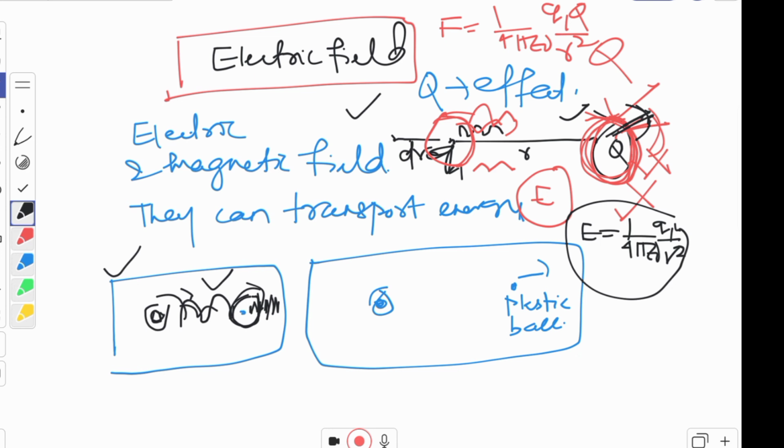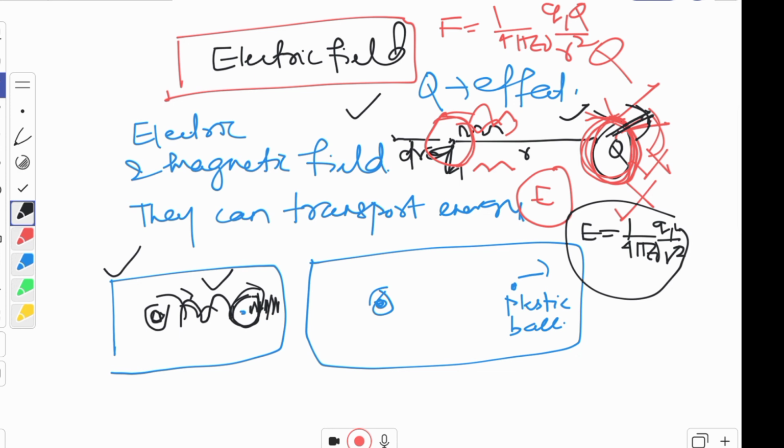That's why this electric field became the central concept in physics, which was introduced by Faraday. Even in higher classes, one more thing, children, you will study: if there is no charge also, still there will be a field according to Maxwell equations. That you are going to study in higher classes of physics.